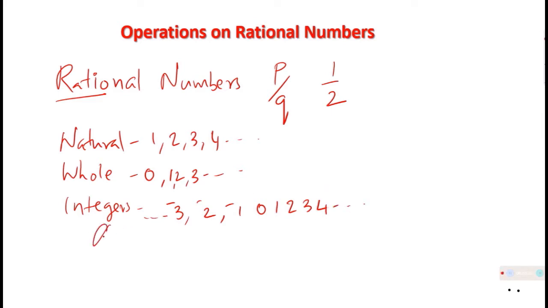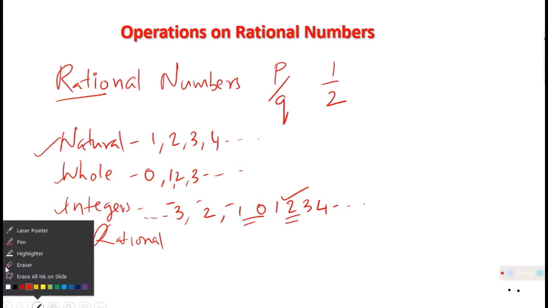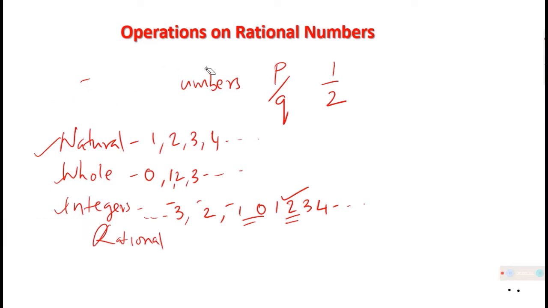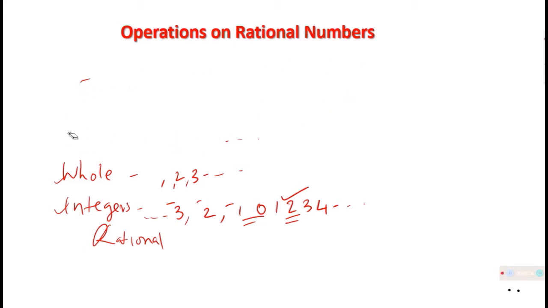Then came these rational numbers, which are numbers in between these numbers, including these. So rational numbers include integers, whole numbers, natural numbers, and numbers in between them. This is what you studied earlier. When we think about operation on rational numbers, we remember that we studied how to carry out addition, subtraction, multiplication, division, and all such operations on rational numbers.